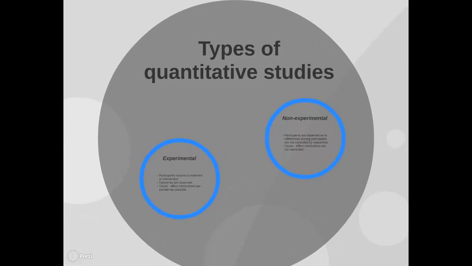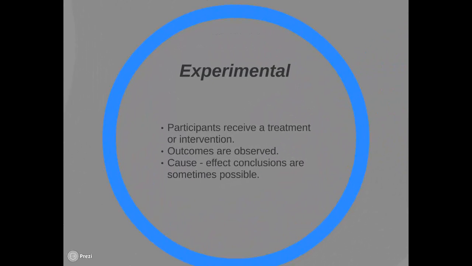Quantitative research can be further categorized into experimental and non-experimental studies. In experimental research, participants receive some treatment or intervention for the purpose of the study, and their outcomes are observed. Depending on the rigor of the experimental design, researchers may be able to conclude that the treatment causes the outcome.